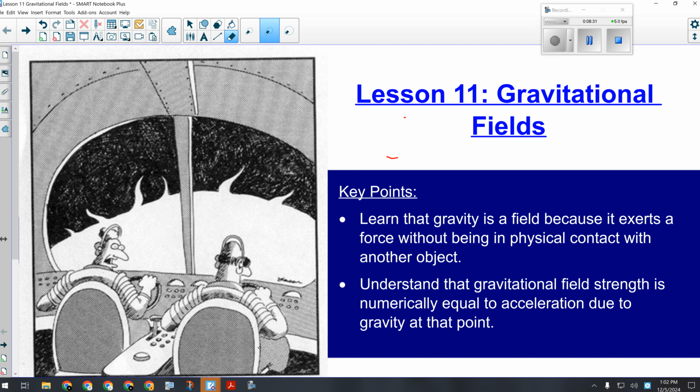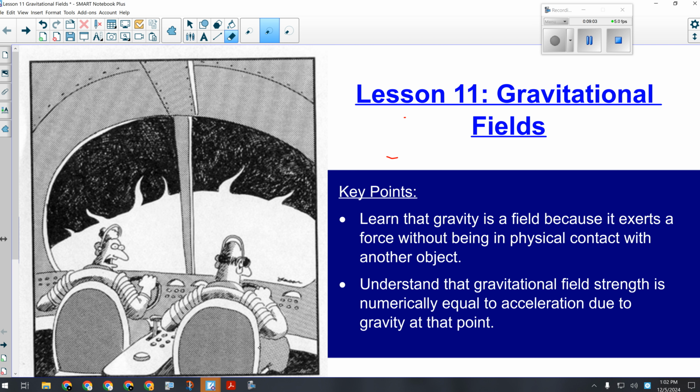All right, so gravity is a field force because it exerts a force without being in physical contact with another object. And we can measure the strength of that field as acceleration due to gravity. Field strength is not a force. Field strength is the rate at which you are attracted to that object. So what's the strength of the Earth's gravitational field right here?